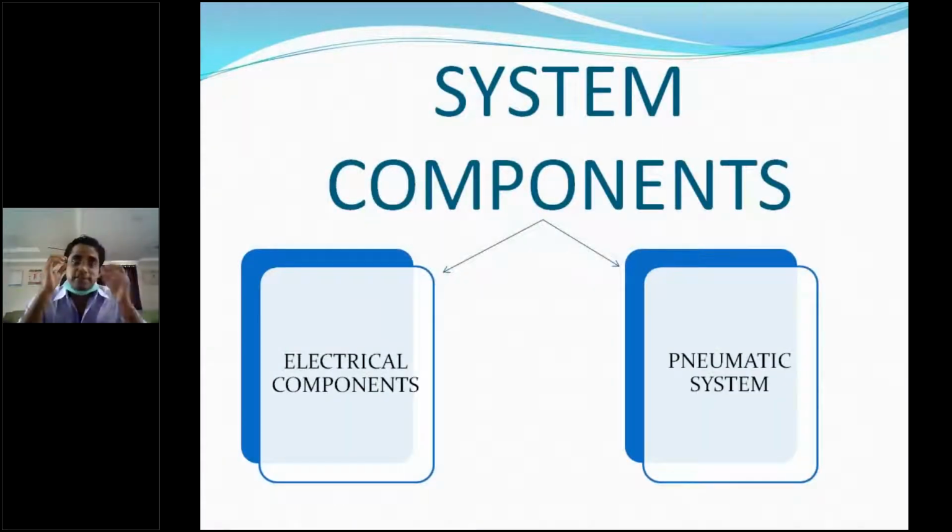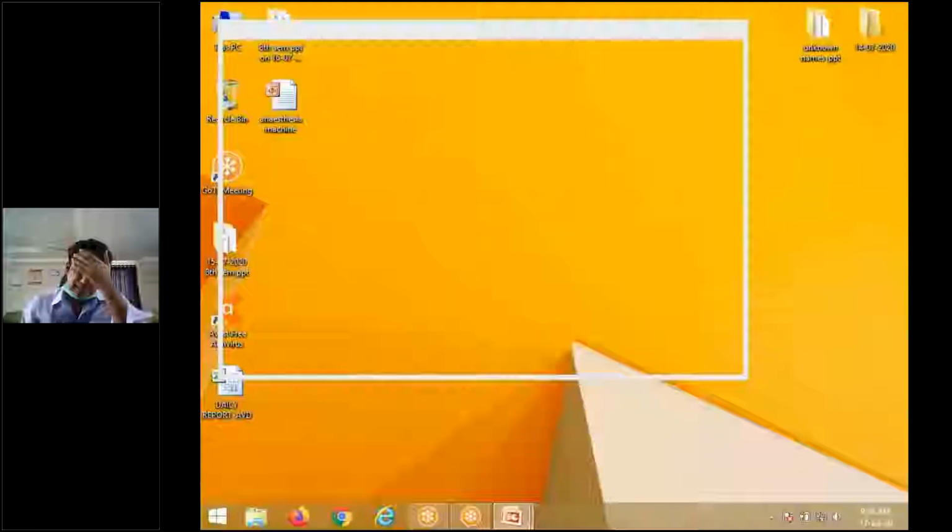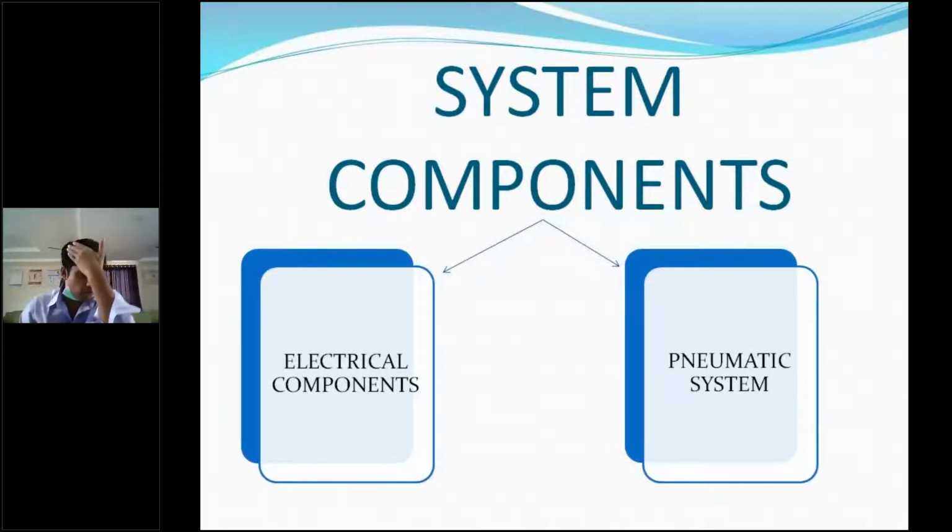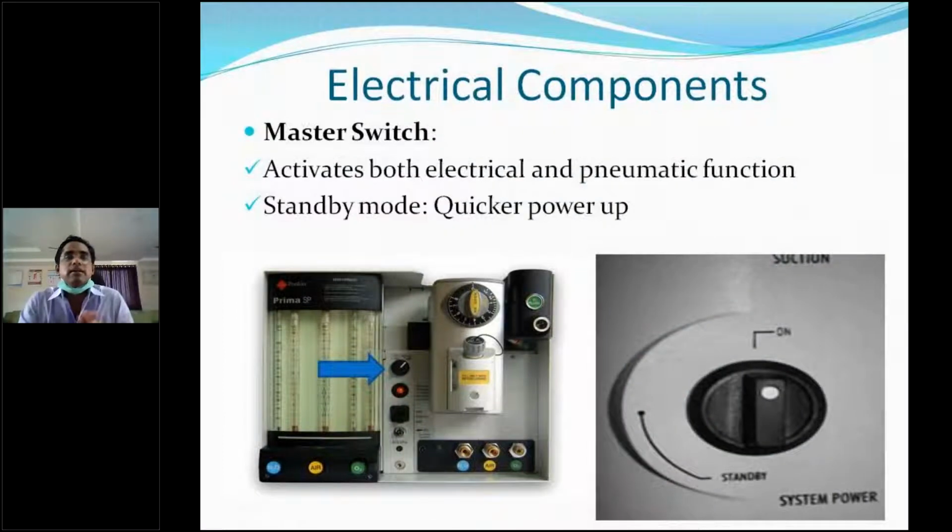So when you come to an anesthetic machine, you have 2 components. The one is the electric component and the second one is the pneumatic component, right? So let's go into the details. This is the electric component. In the electric component, you have a master switch. Here you're seeing a master switch on the right side. Here you can see on, and here it is on the standby mode.